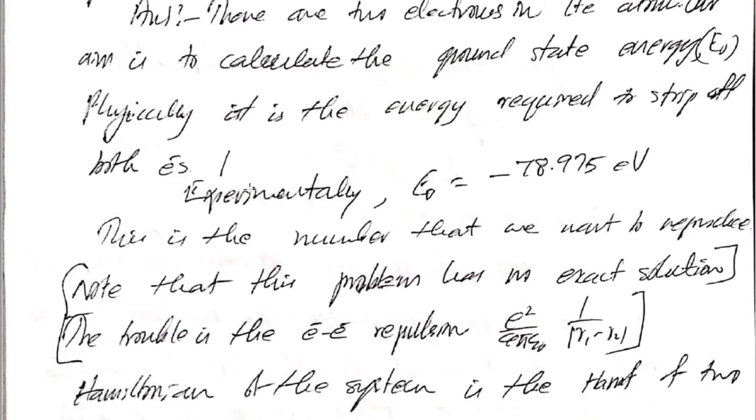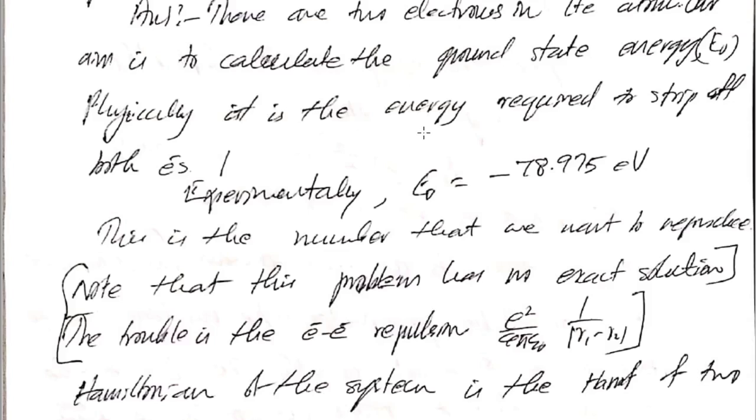So in helium atom, there are two electrons. In the case of hydrogen atom, there is only one electron, but here there are two electrons. So the difference is these two electrons will be interacting with the nucleus. At the same time, they will be interacting with each other. So there will be inter-electron interaction. Our aim is to calculate the ground state energy of this helium atom.